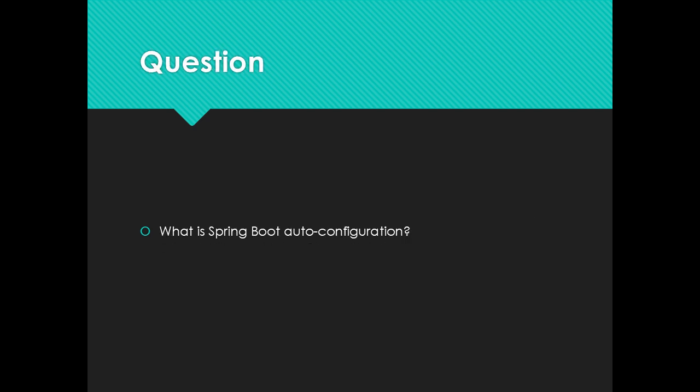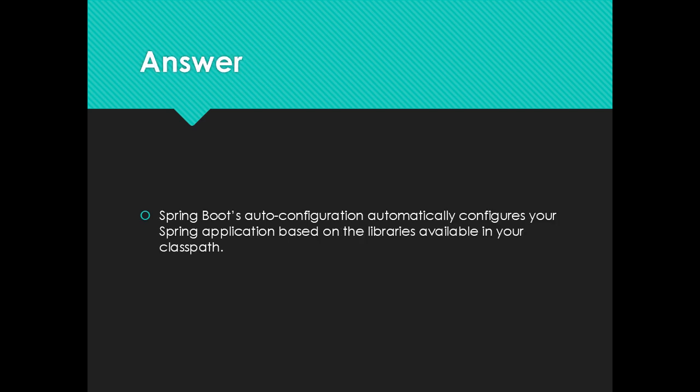Question 3. What is Spring Boot auto configuration? Answer: Spring Boot's auto configuration automatically configures your Spring application based on the libraries available in your classpath. It detects what dependencies you're using and sets up beans and configurations automatically, reducing the need for manual configurations.